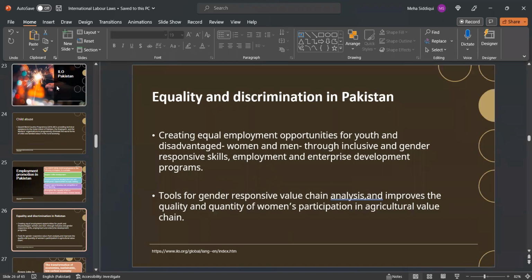Equality and discrimination in Pakistan. Creating equal employment opportunities for youth and disadvantaged women and men through inclusive and gender-responsive skills, employment, and enterprise development programs, and tools for gender-responsive value chain analysis, and improving the quality and quantity of women's participation in agricultural value chains.